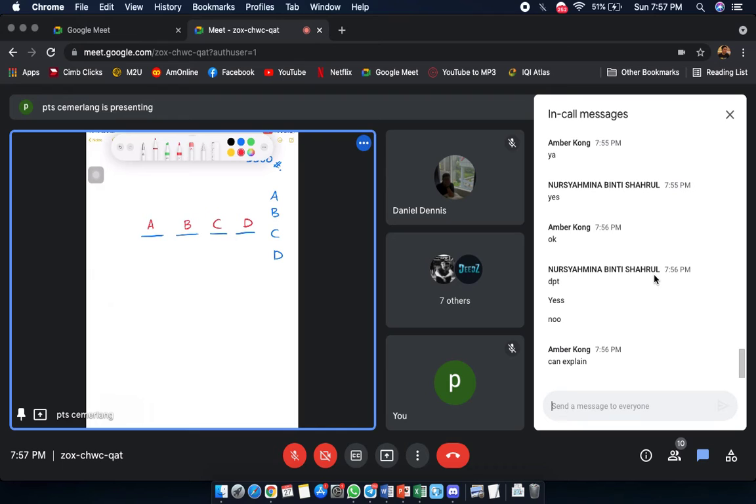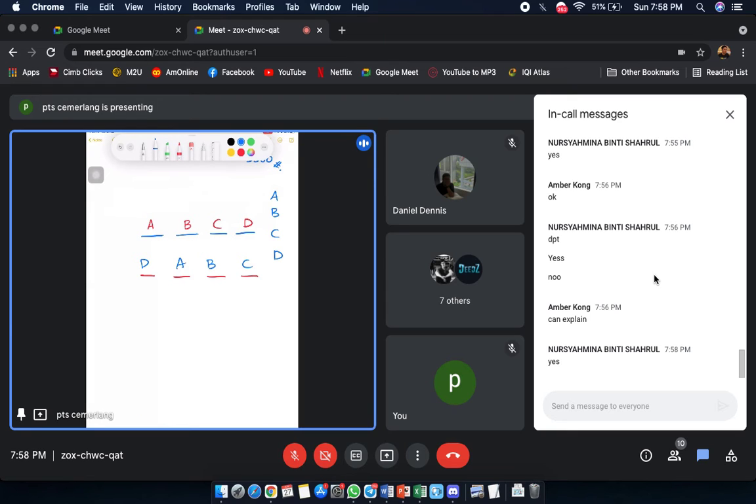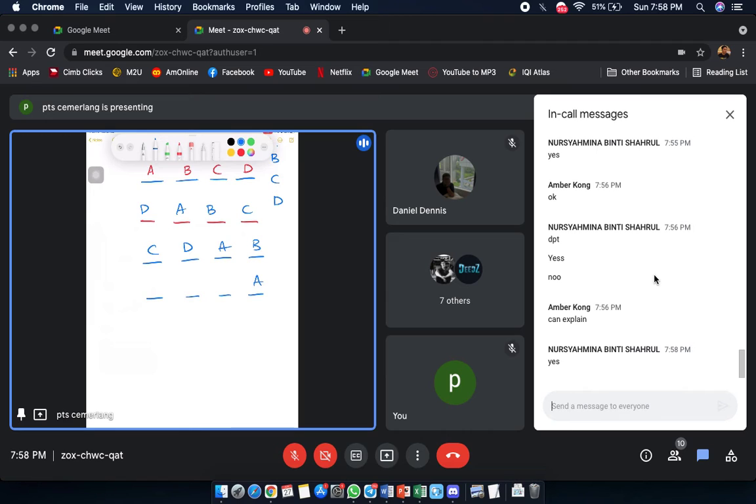Sekiranya cikgu tukar sedikit dia punya arrangement A, B, C, and D, let me ask you, is this different? Adakah ini berbeza? Are they of a different arrangement? Yes or no? What do you think? Yes, they are different. Very good. And one more, if I say A, B, C, D, are they different? They are all different. Do you agree? Yes, very good. They are all different.